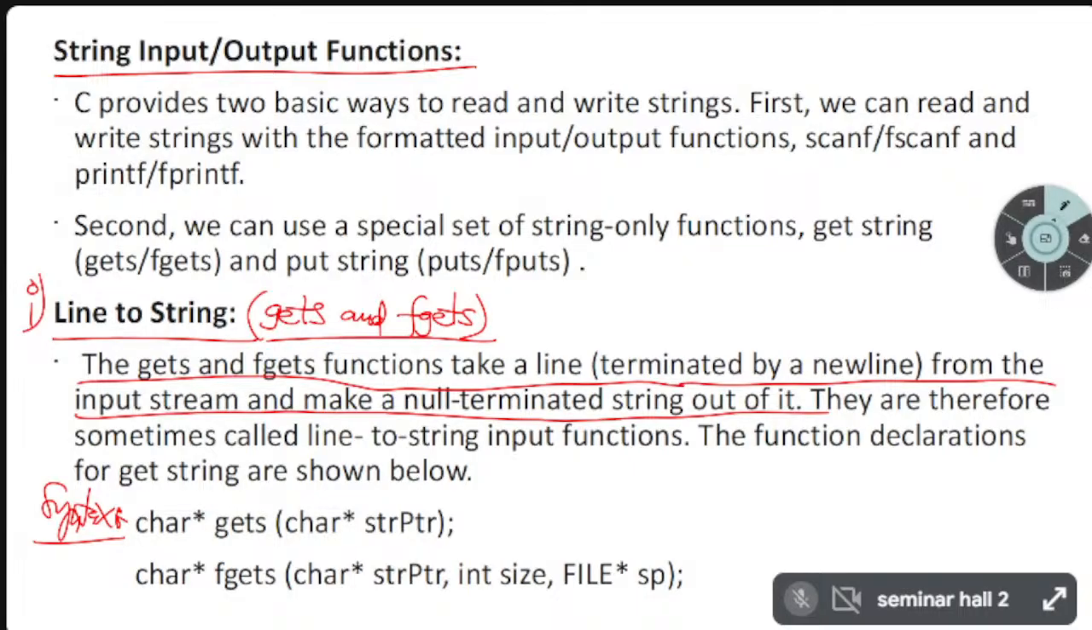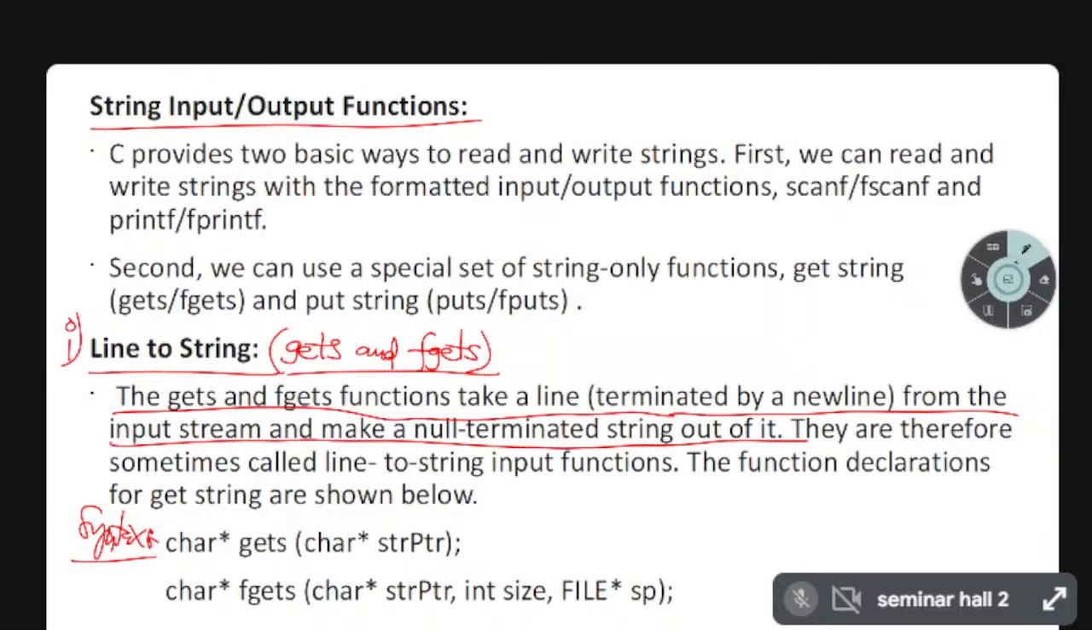These are the syntax. char star gets, char star of string pointer; fgets, string pointer, size, file star sp. Note as it is. These topics, they ask in the exam. String IO functions, discuss about string IO topics, 2 compulsory. gets, fgets, two functions, predefined functions. C provides those functions. Just 2 lines and syntax.